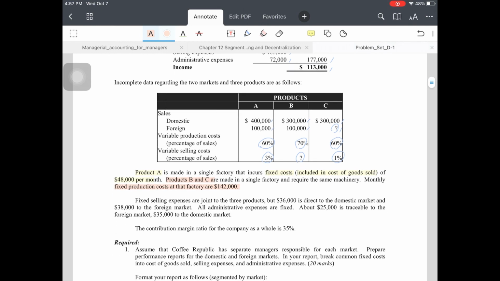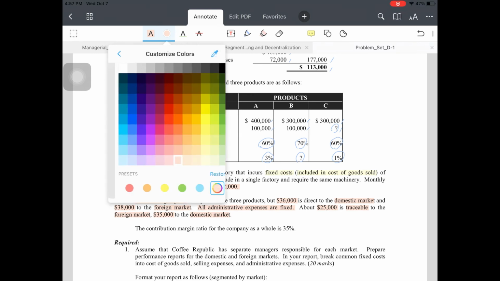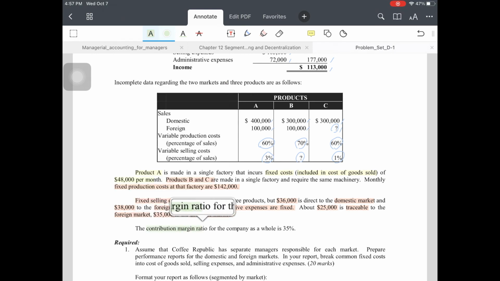$142,000. Fixed selling expenses are joint to the 3 products, but $36,000 is direct to the domestic market and $38,000 to the foreign market. All administrative expenses are fixed, and about $25,000 is traceable to the foreign market and $35,000 to the domestic market. Then the contribution margin ratio for the company as a whole is 35%.